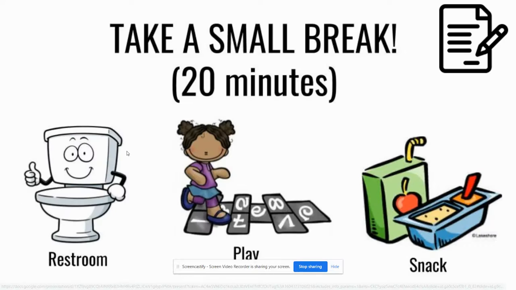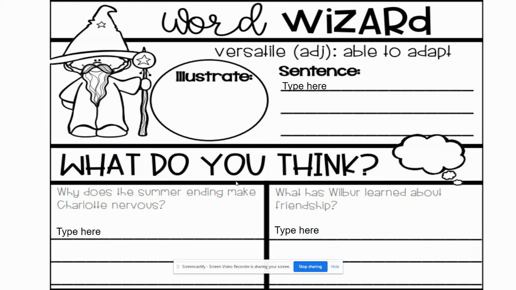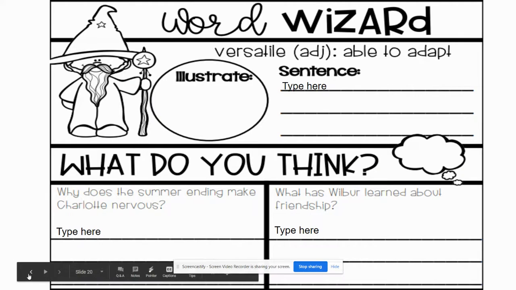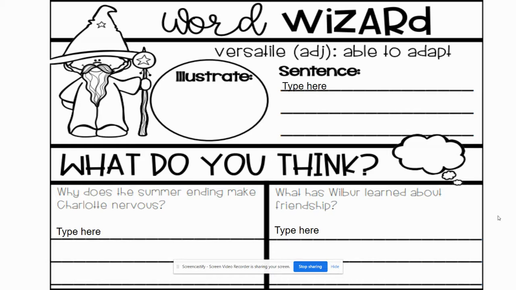Then you're going to take a break, get some lunch, go outside, play for a little bit, and then come back for our read aloud at 12:50. If you'd like to join me, click on the mushroom. If you'd like to read along with the video because you can't make the live reading, you can click here. Please make sure you're doing your word wizard.